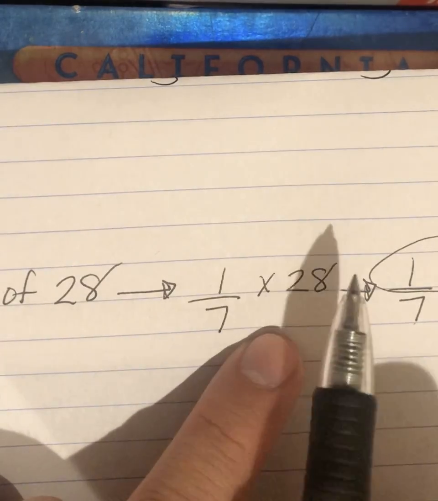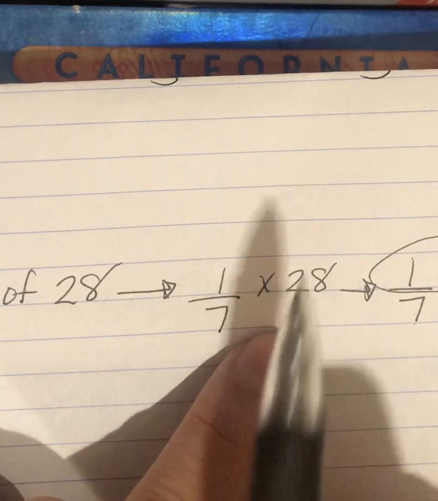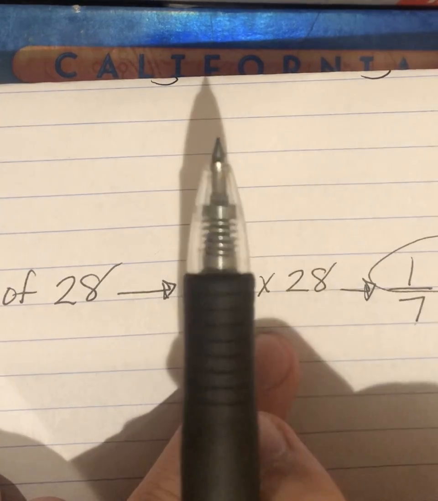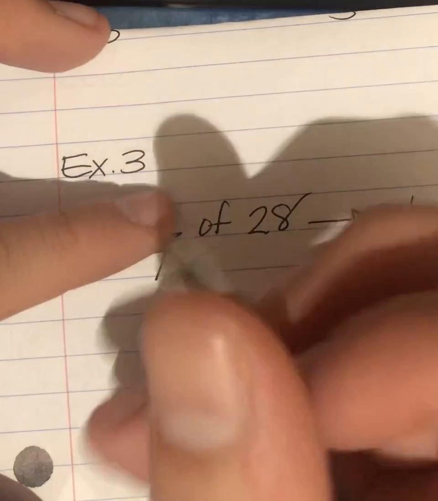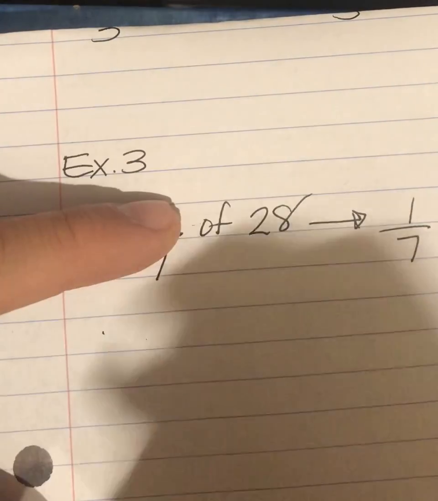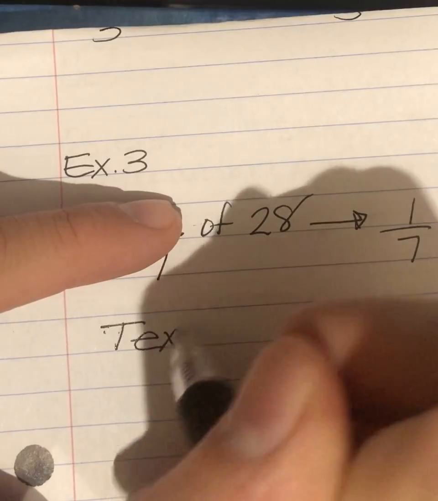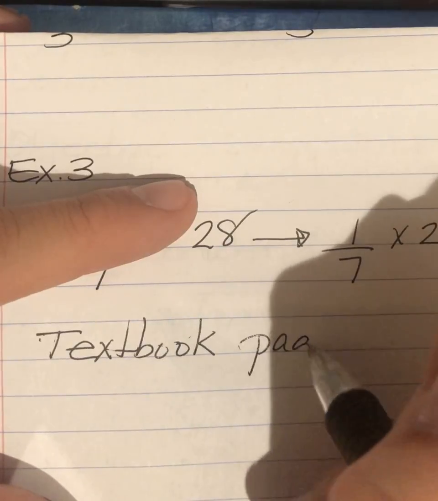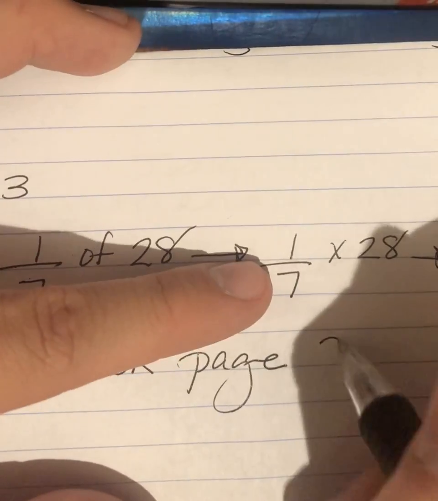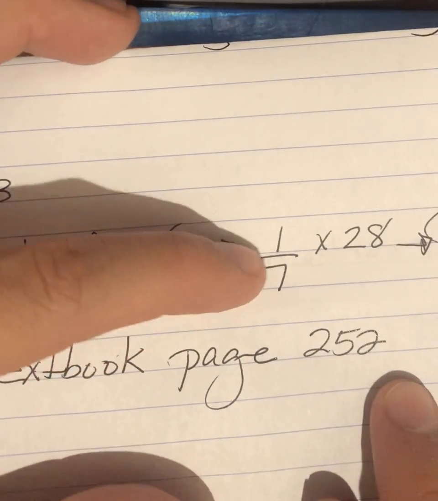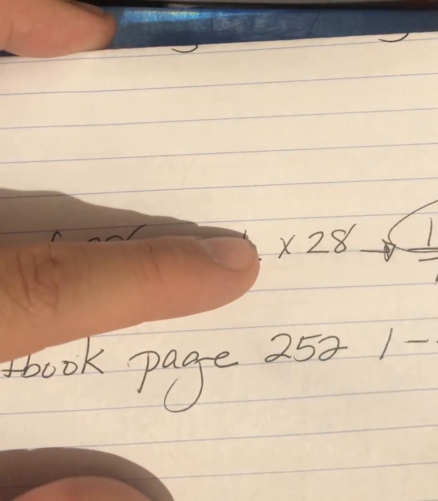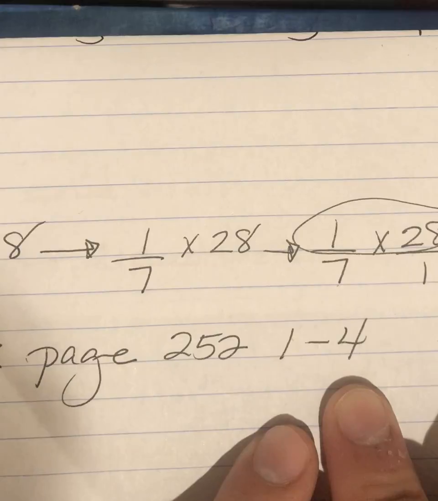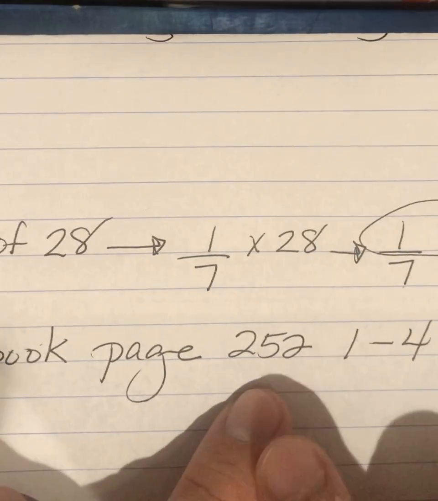And that's about it. This is the first lesson that you guys are going to do with me from home. So I am going to assign textbook work. For now, you'll do textbook page 252, 1 through 4, just 1 through 4. And then I'll put up more on the website.